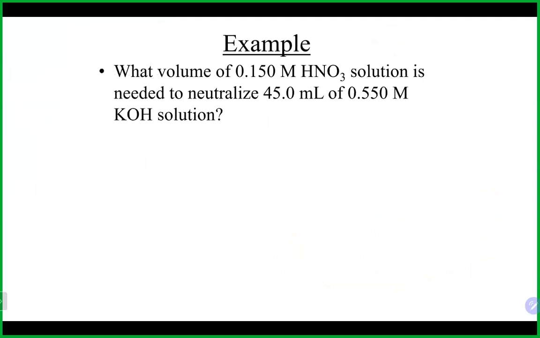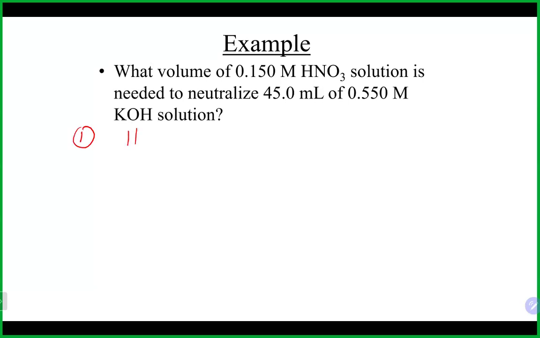There it is. So let's just say we want to know what is the volume of 0.15 molar nitric acid that's needed to neutralize 45.0 milliliters of 0.55 molar KOH. So you can think of this like a titration type problem. It's usually when it says neutralize, it's sort of like a titration. So although it's a titration type problem, it's still really a solution stoichiometry problem, which means we still need an equation to start with.